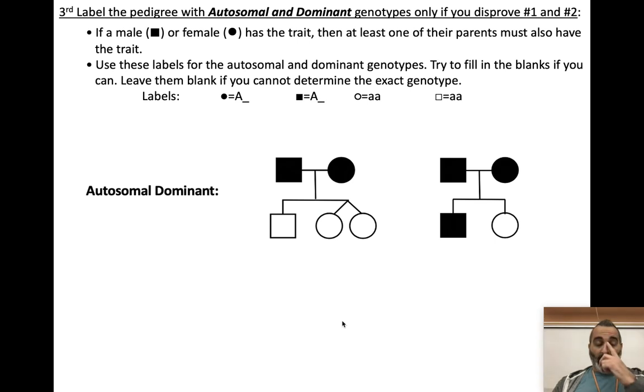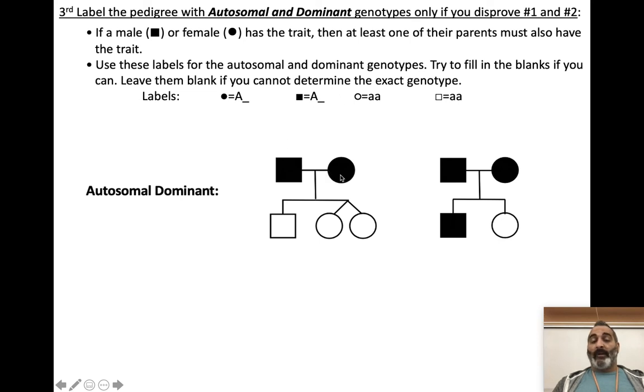So here's number 3. There's only one rule here, and you don't even have to prove it right or wrong. You know why you don't have to prove it right or wrong? Because if you disproved 1 and 2, then it has to be number 3. But here's a rule. If a male or female has the trait, then at least one of their parents must also have the trait. Not one of their children, one of their parents. So these people have the trait, but we don't know what their parents look like. Okay? But at least one of their parents must have it.